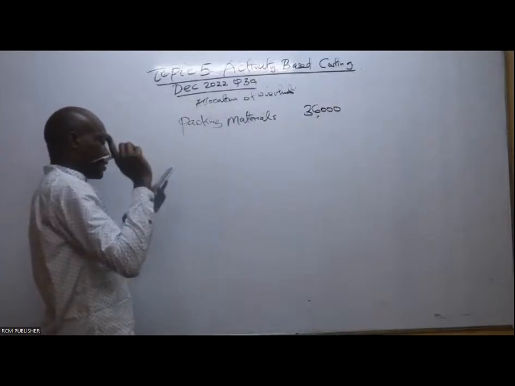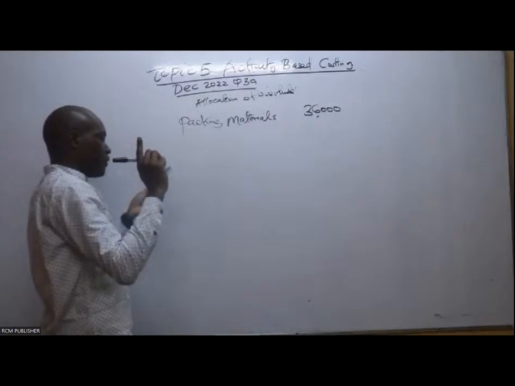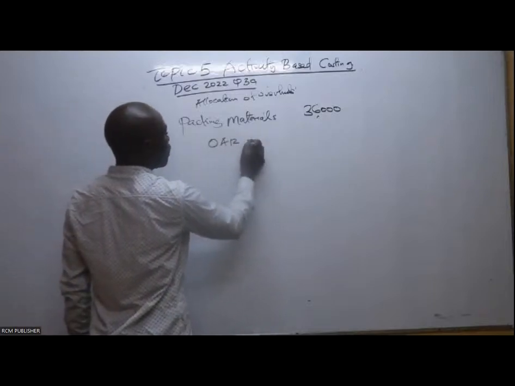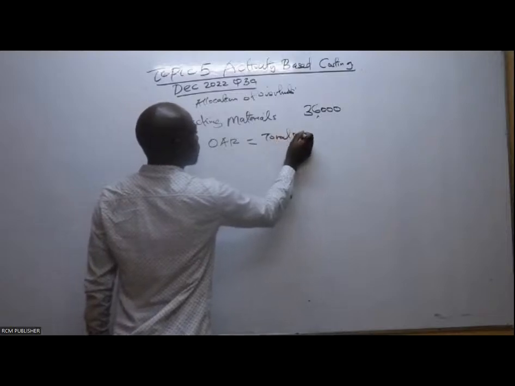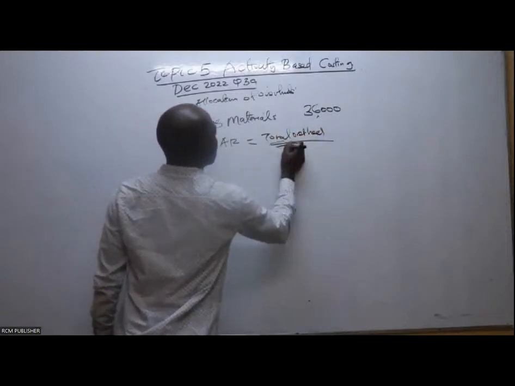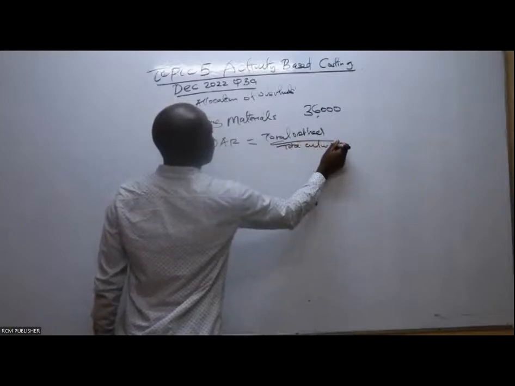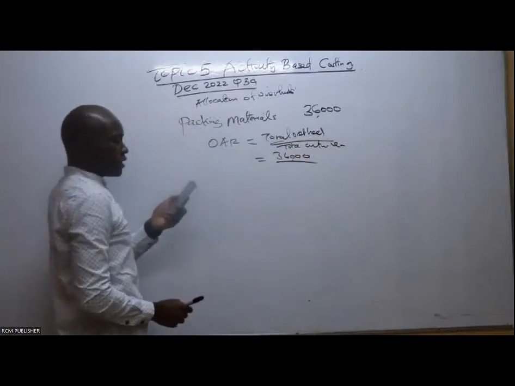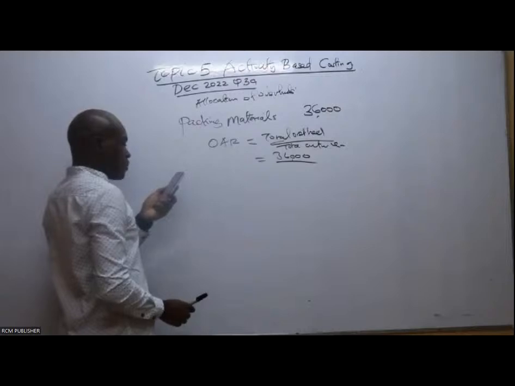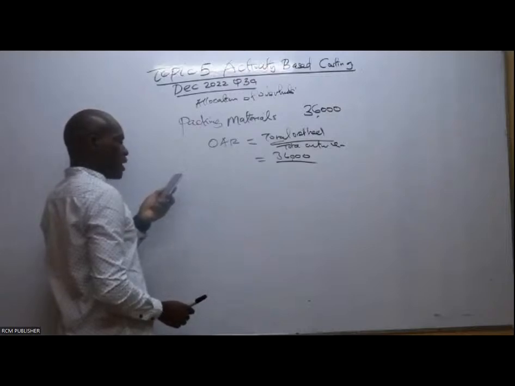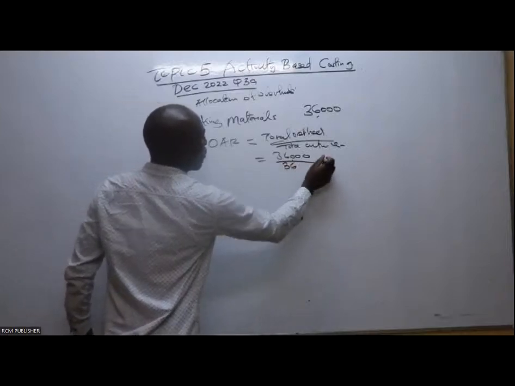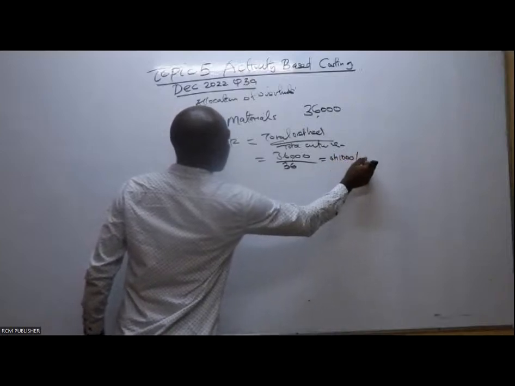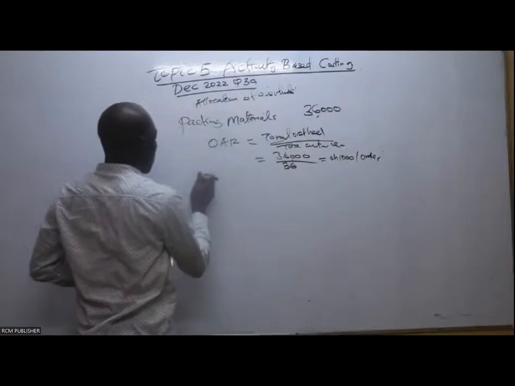When I move to drivers, number of customer orders, we have 6, 20, and 10. So the overhead absorption rate will be total overheads divided by total activity level. Our total overhead is 36,000. We divide by total activity level, which is the number of customer orders: 6 plus 20, 26, plus 10, 36. I'm going to get 1,000 shillings per order.